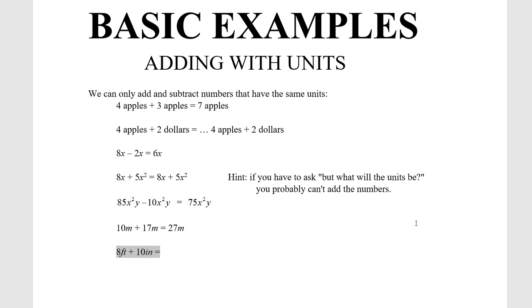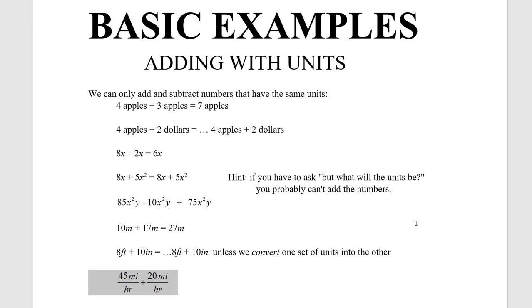8 feet and 10 inches. Now, some people would say you can add these things, and you sort of can, but it's not going to be 18 of anything. Until you convert them, you have to just leave it as feet and inches. If you want to convert the feet into inches by multiplying by 12, okay, you can convert, that's one thing. But as the 8 and the 10, it doesn't make any sense to add those two numbers together. They represent different units.